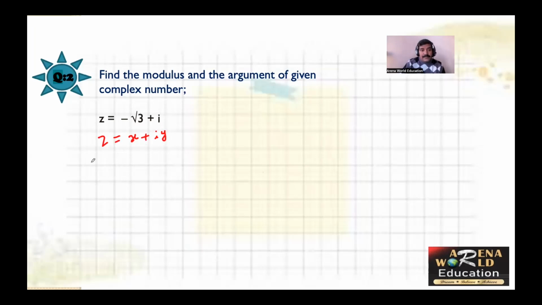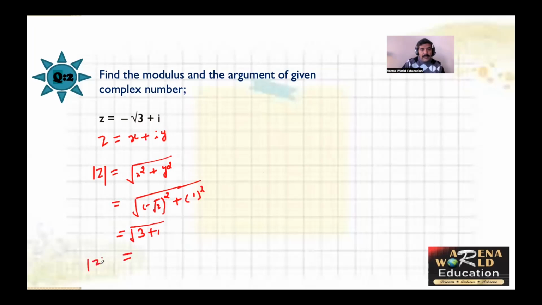So what is modulus? Yes, modulus is x square plus y square under root. Now tell me, what will be the answer? X is minus under root 3 whole square, and this will be 1 square, right? So this will be 3 and this will be 1. So we are having 4. So what is modulus Z? It is equal to 2, right? So modulus is 2.